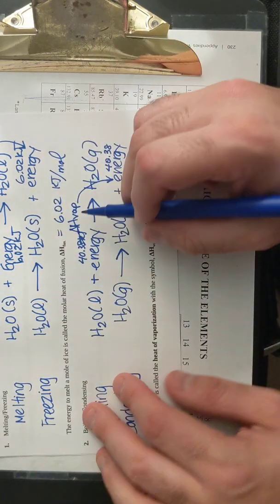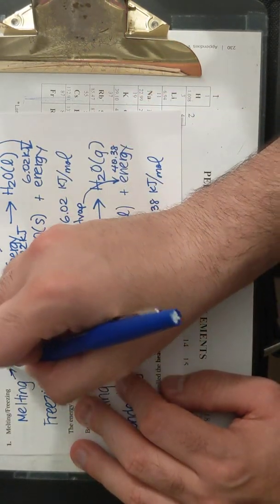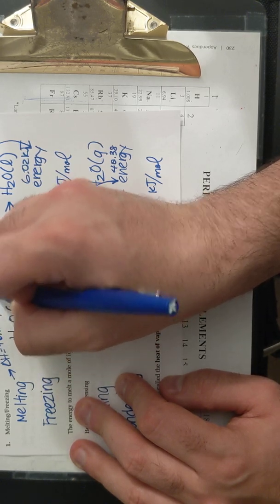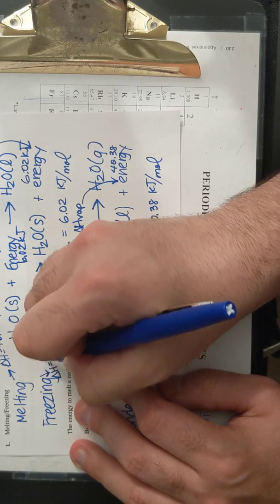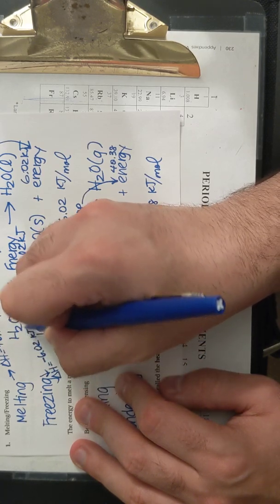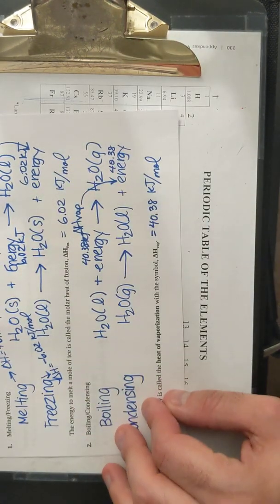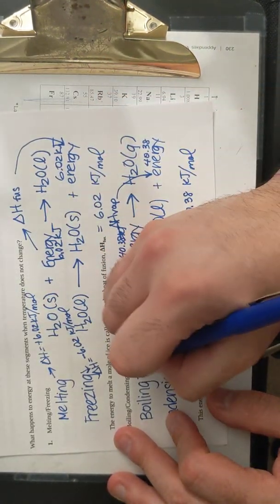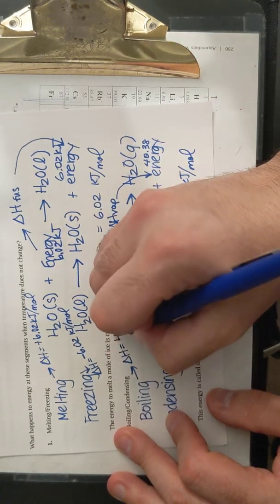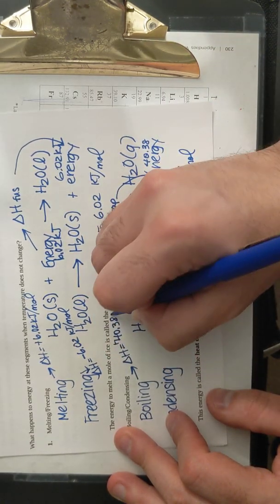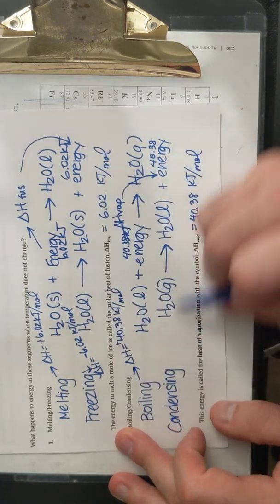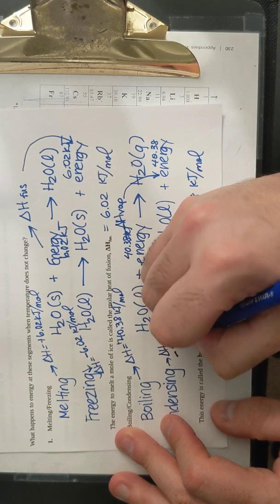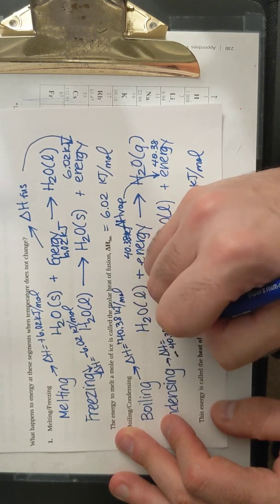So I just want to put these numbers in perspective. For melting, delta H is equal to positive 6.02 kilojoules per mole. For freezing, delta H is negative 6.02 kilojoules per mole. For boiling, I'm sorry, you couldn't see that. For boiling, that requires energy. Delta H is equal to positive 40.38 kilojoules per mole. For condensing, delta H is equal to negative 40.38 kilojoules per mole.